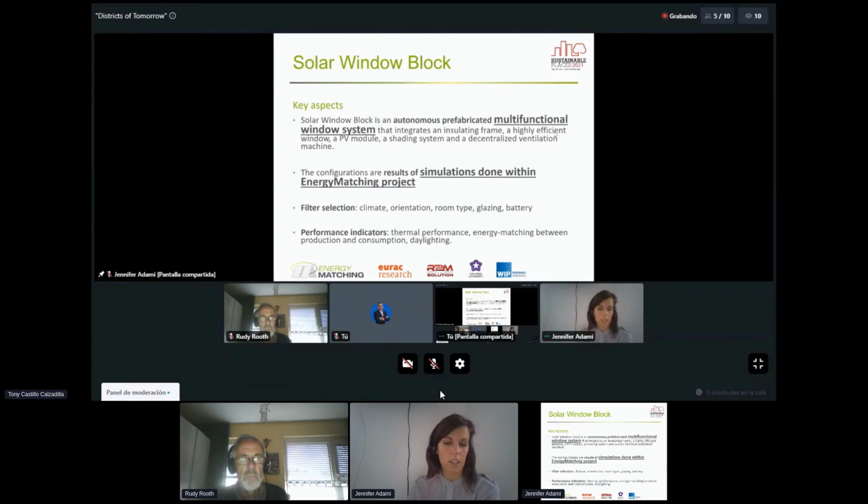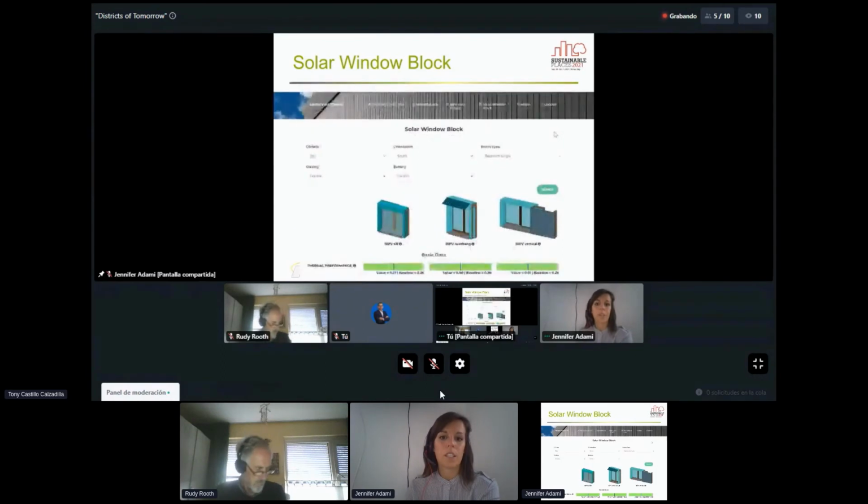Also here there is a filter selection on climate, orientation, room type, glazing, and battery that is considered in the specific solar window block configuration. And then some performance indicators are shown relating to thermal performance, energy matching between production of PV and consumption of the ventilation machines, and then daylighting. And this is the related page on the energy matching platform.